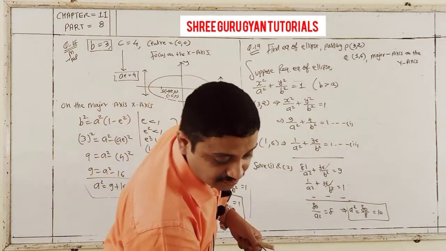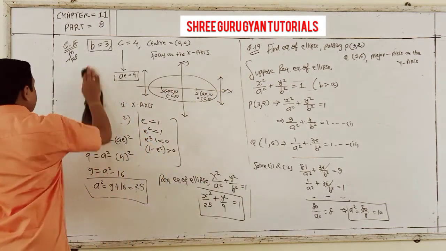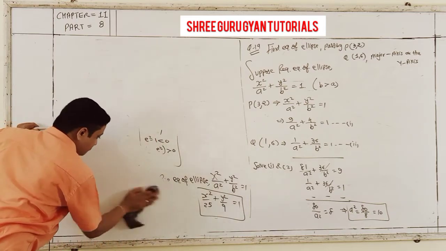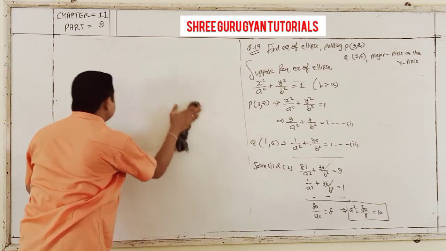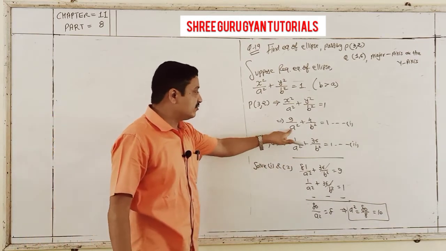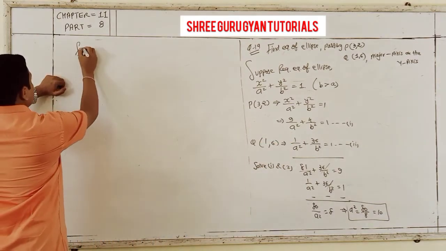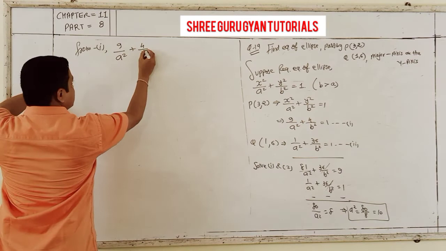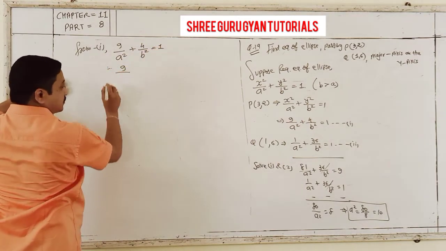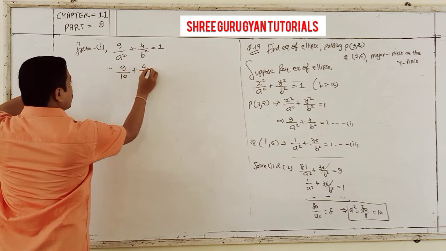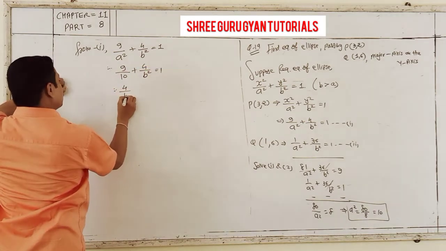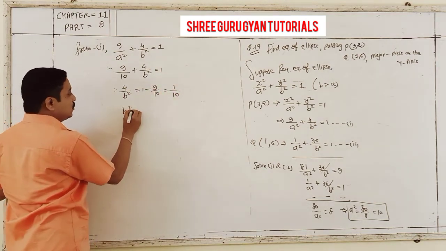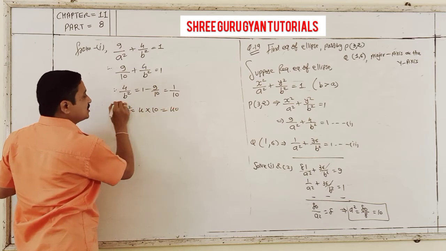And the first value is done. Now going ahead to part B, find out the value of b. Very easy. I put the value in the first. From the first, 9 by a square plus 4 by b square equals 1. But a square, you know students, is 10. So 4 by b square is 1 minus 9 by 10, which is 1 by 10. So b square is equal to 4 into 10, 40.